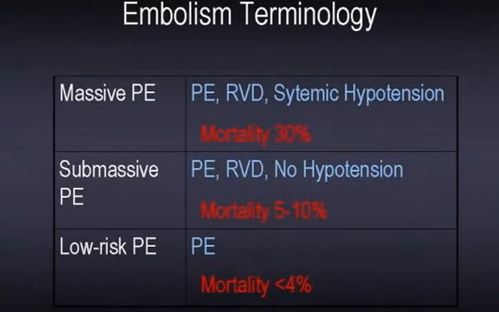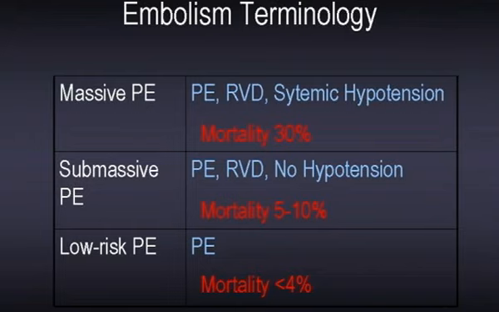Massive pulmonary embolism is characterized by a patient who has pulmonary embolism with echocardiographically proven right ventricular dysfunction and systemic hypotension. Those patients with submassive PE are characterized as having a PE and right ventricular dysfunction but no hypotension, and low-risk PE are the patients who just have a pulmonary embolus. And the importance of this classification is that mortality is directly related to this classification system.